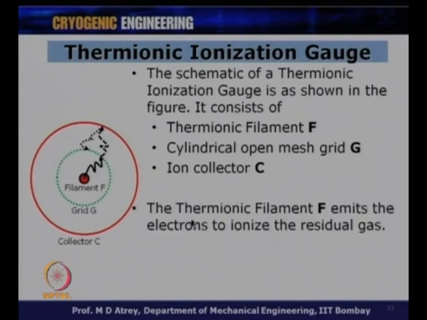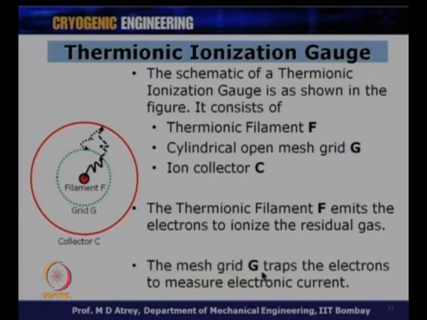What is happening? The thermionic filament F emits electrons to ionize the residual gas. When heated, the filament F produces electrons, and these electrons travel from here to here and ionize the gas around here. The mesh grid G traps the electrons to measure the electron current. This grid ultimately traps all the electrons coming onto it, and this measures the electronic current.